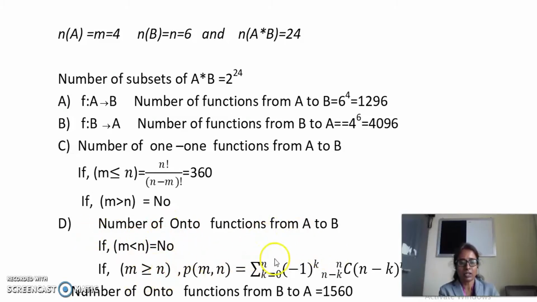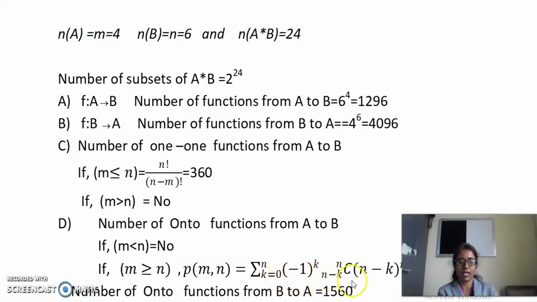Suppose the question is the number of onto functions from B to A. In B we have 6 elements and in A we have 4 elements. Hence I can define onto functions, and the number of onto functions is calculated by using the formula: sum over k equal to 0 to n of (minus 1) raised to k, nCn minus k, raised to m.